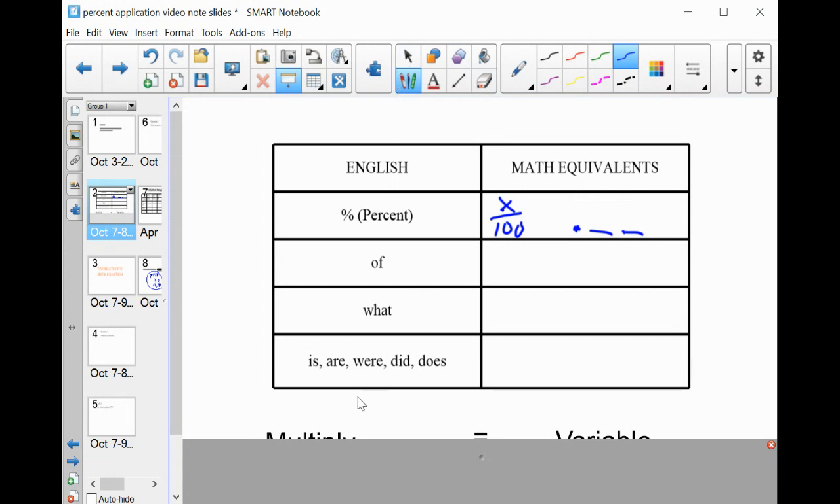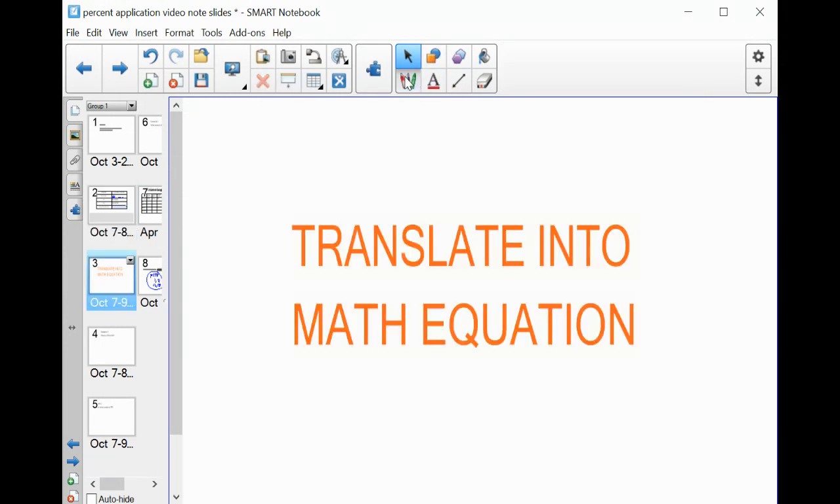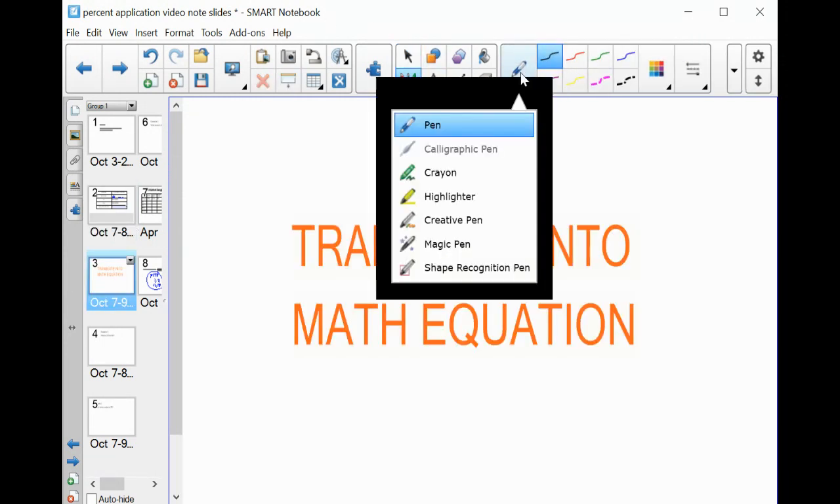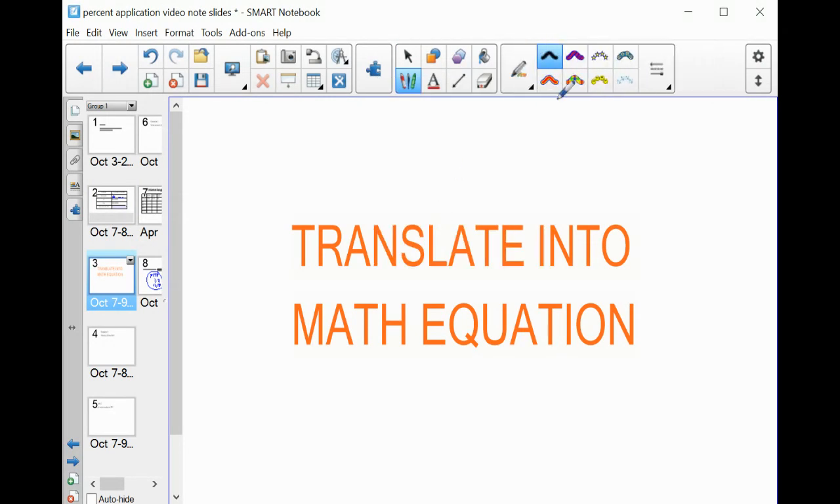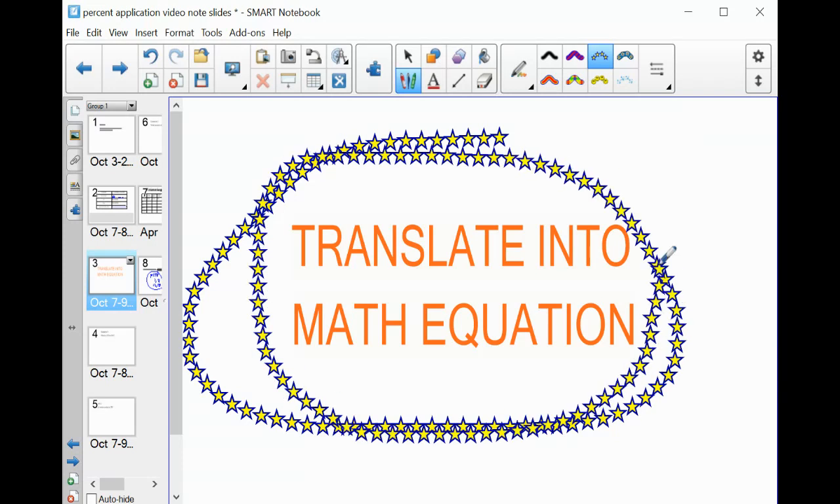In other words, "of" is going to tell us to multiply. So when we see "of" in the problem, we know to multiply. If we see the word "what," that's going to tell us it's a variable. And "is," "are," "were," "did," "does," those types of words tell us equals. The main thing I want you to think about is, as you see these percent problems, we want to translate these words, bite-sized pieces, word by word, into a math equation. That's the key right here.